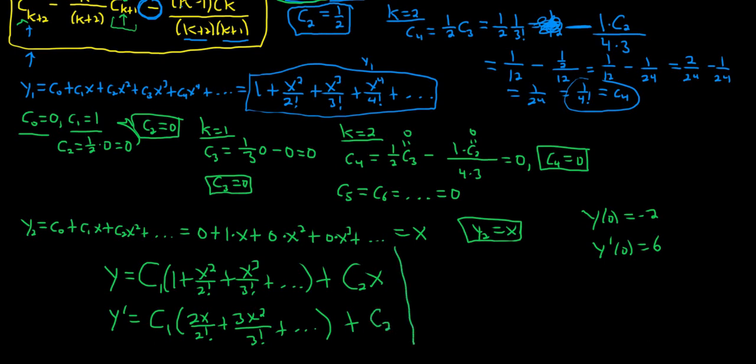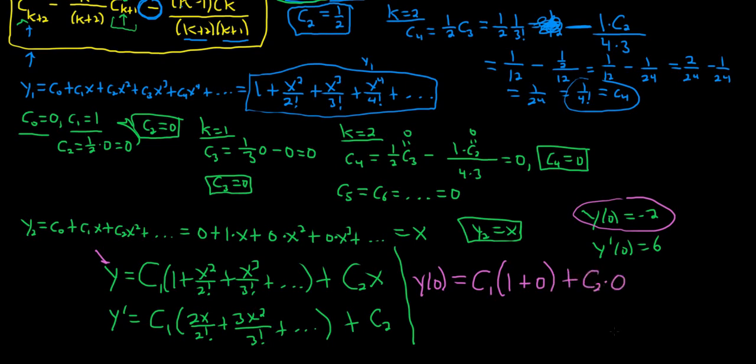All right, let's impose our conditions. Doing the first one, y of 0 is -2, so using it here. y of 0 will be equal to c1 times 1, everything else is 0 because there's a bunch of x's there, plus c2 times 0. And this is equal to -2. This means that c1 is equal to -2. I'm going to put that in a box. That is not just an accomplishment, that is a huge accomplishment.